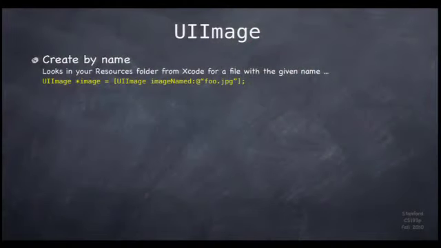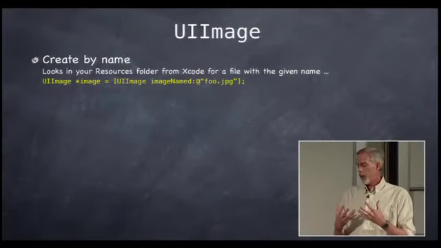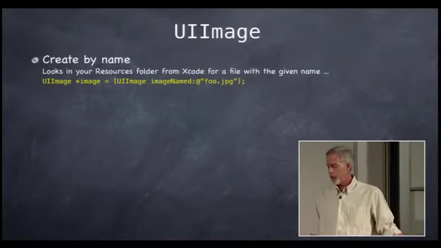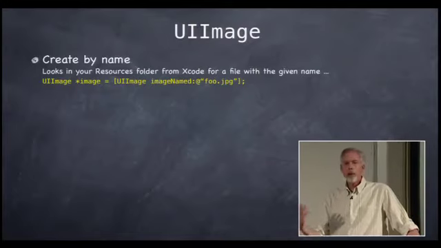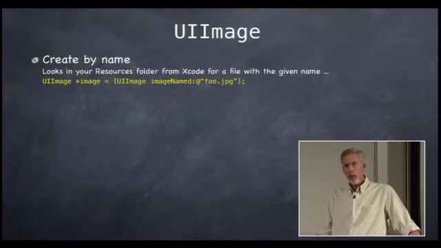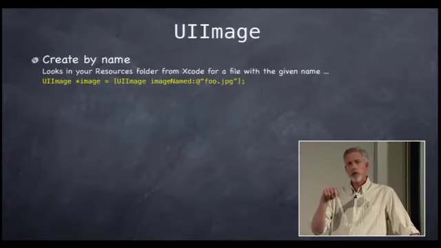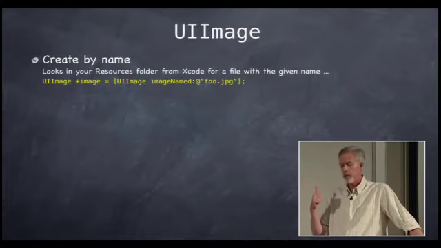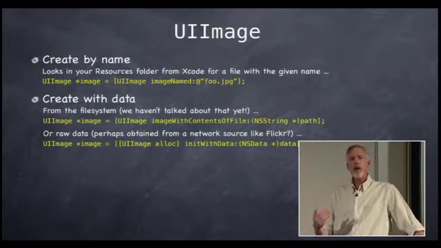It just is an object in the UIKit that represents an image, a JPEG image or a TIFF image or lots of different formats. And the way we create them is either by name. If we drag them into our resources folder in Xcode, we can just create them by name like this. imageNamed foo.jpg, bam, we got it. Or we can create it with the data.